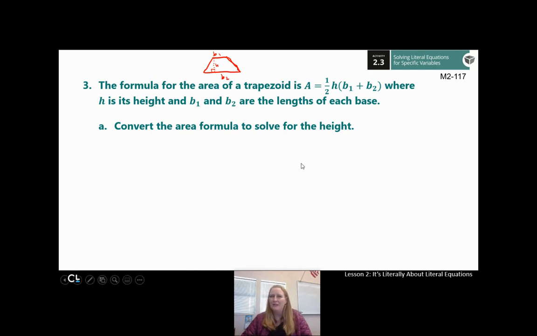All right, guys, how you doing? So I took my formula. I hate the 1/2. I hate the fraction. So I'm going to get rid of my 1/2 by multiplying by its reciprocal. The reciprocal of 1/2 is 2. So I'm going to multiply both sides by 2. The beautiful thing about that is, of course, the 2 and the 1/2 cancel each other out. That's why we did it. So we get 2a equals h times b sub 1 plus b sub 2.